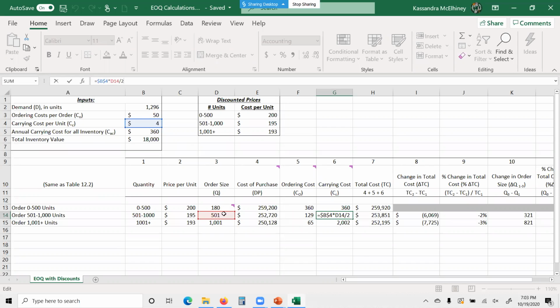So $4 per unit times the average order size, excuse me, not average inventory. Average order size.